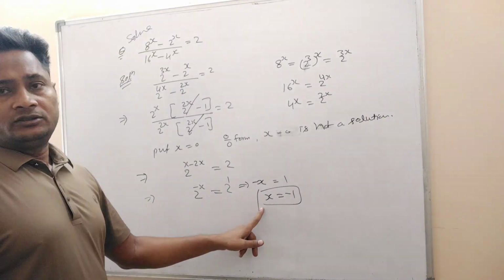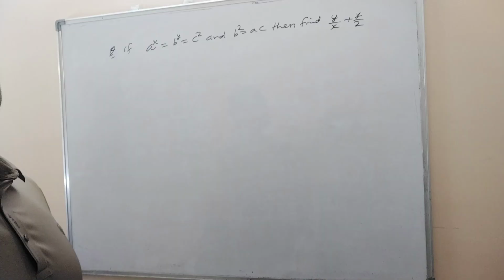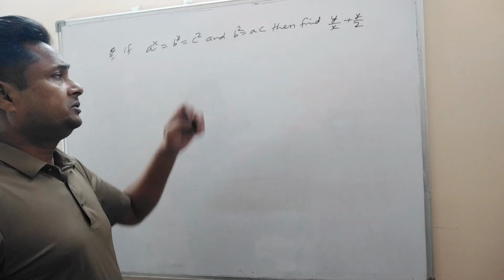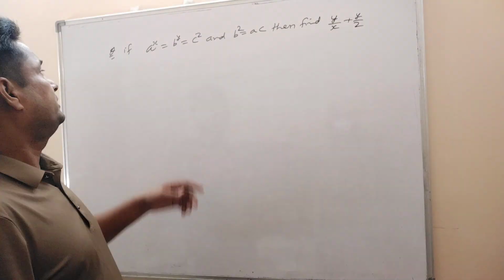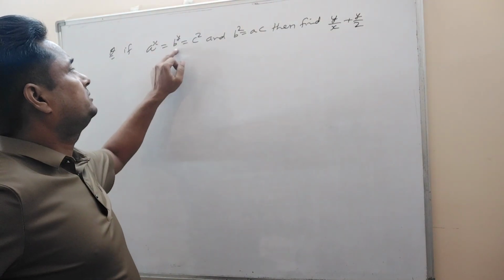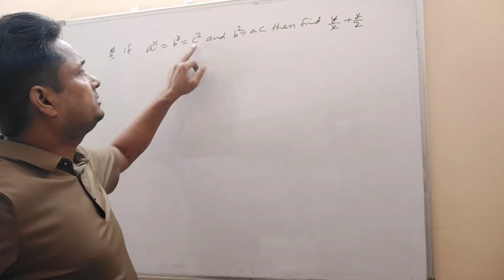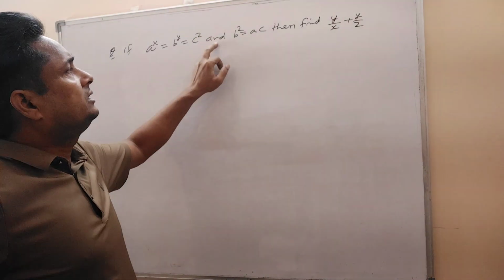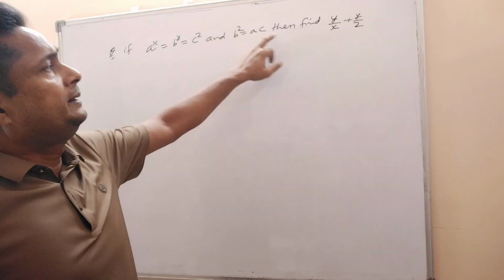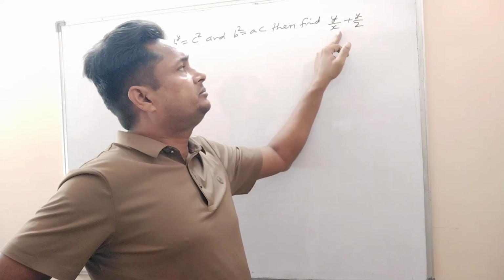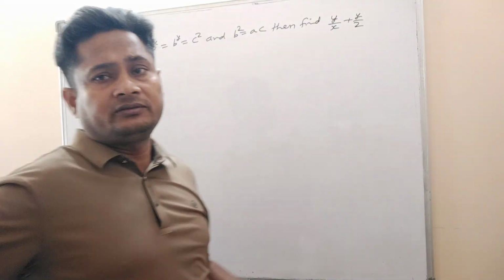X is equal to minus 1 is the answer. Now let's solve this question. Here it is given: if a to the power x is equal to b to the power y is equal to c to the power z, and b square is equal to ac, then find the value of y by x plus y by z.